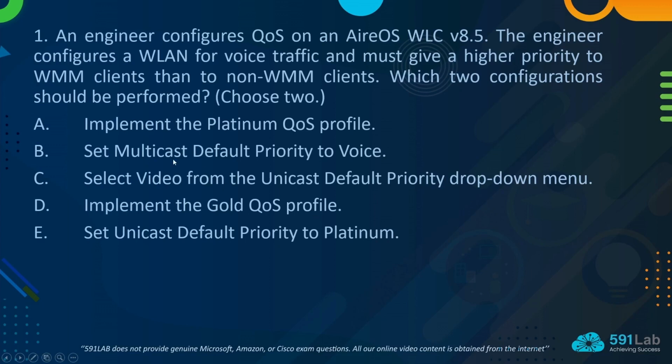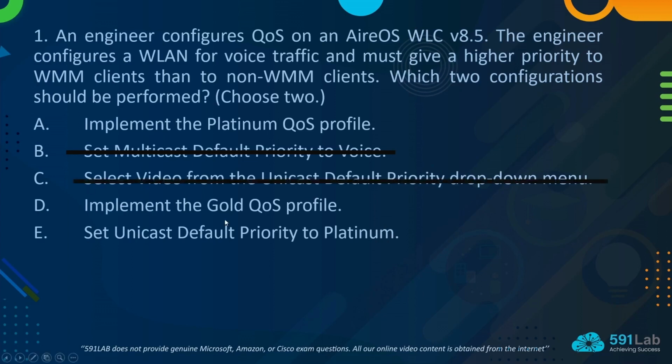If we're gonna put the multicast default priority to voice, this is not a good option, because we do not want to set the multicast default generally to all SSIDs. We only want to put it on the wireless LAN that's for voice traffic only. And if we select video for the unicast default priority, we're not talking about video here, we're talking about voice. So this option is not good as well.